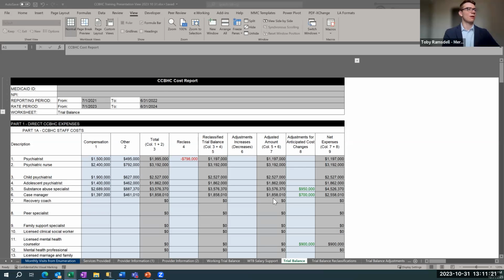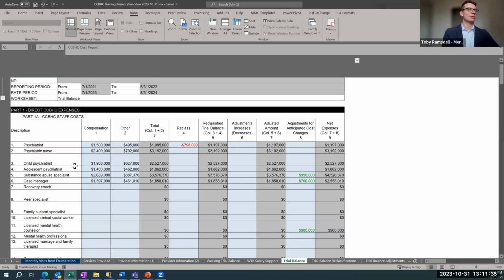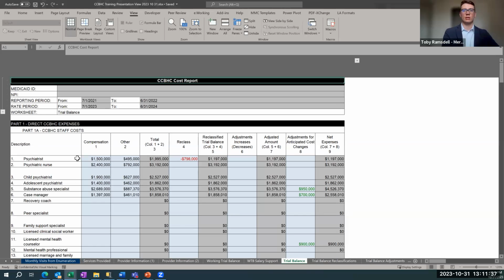All right, moving on through the cost report, I'm going to start in part 1A. So we're just going to start at the top. You might remember that this is the direct CCBHC staff costs. So all of these costs are going to be fully included in the PPS rate. These amounts in columns 1 and 2 should tie through to my audited financial statements when summed in column 3. So these figures should directly tie back to the working trial balance and ultimately the total expenses in the audited financial statements.